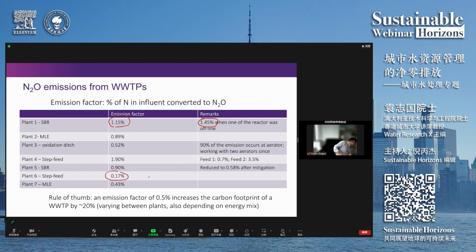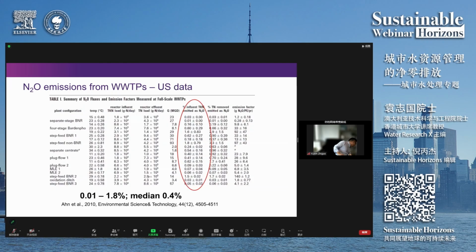That's the median level. These are the results of our own measurement campaign. And then these are the results from even earlier studies done by Kartik in the US. They measured N2O from 13, I believe, treatment plants. The N2O was in the range of 0.01 to 1.8%, with a median of 0.4%. I think later on, my observation was that some of those probably were underestimated, some of the emissions. So the median level is likely higher than 0.4.